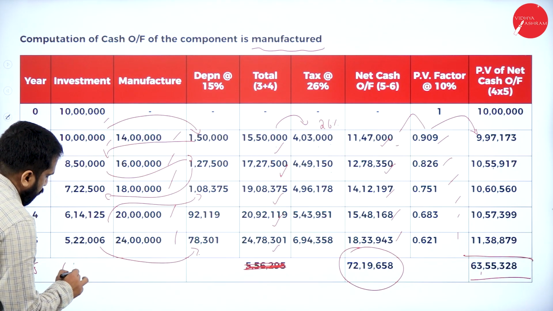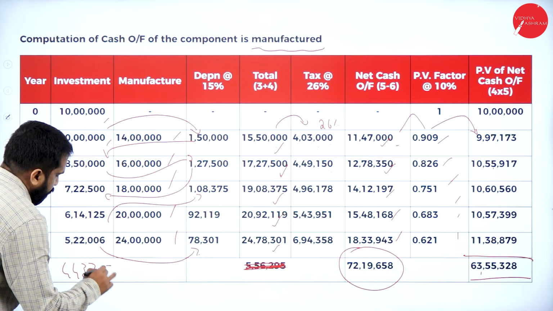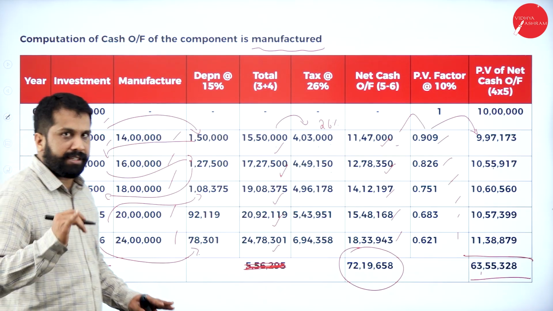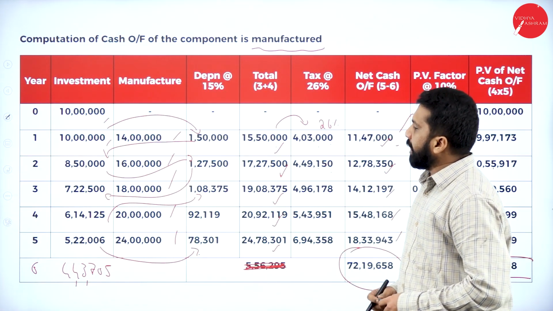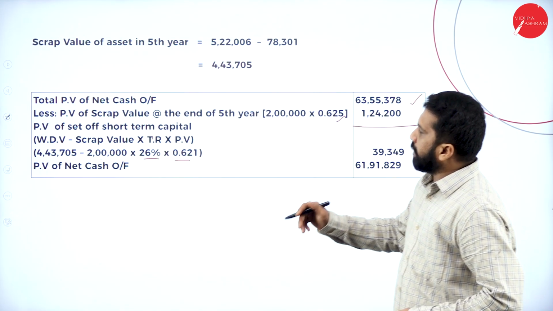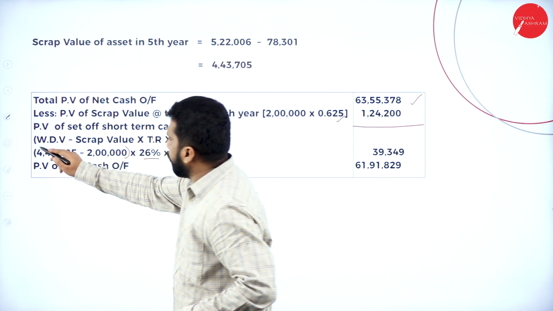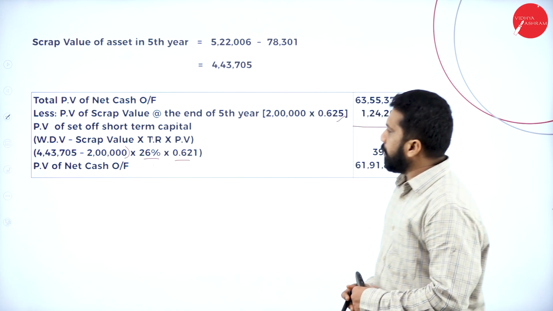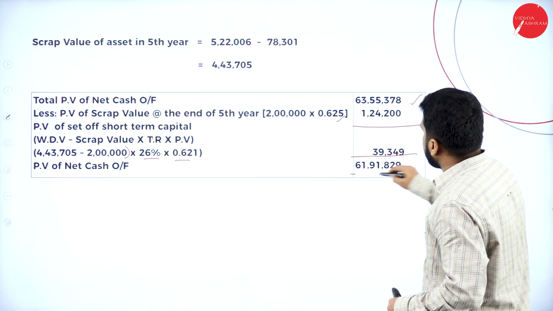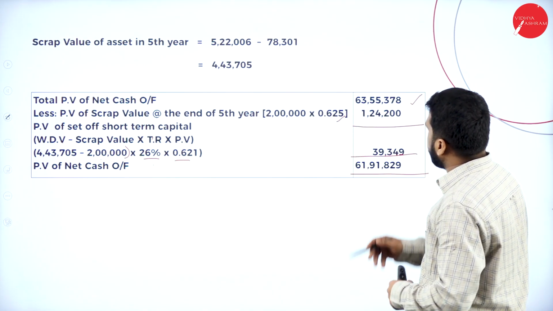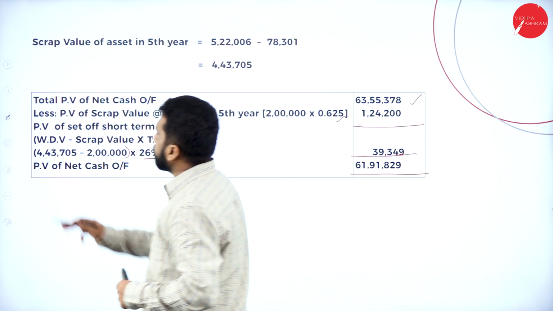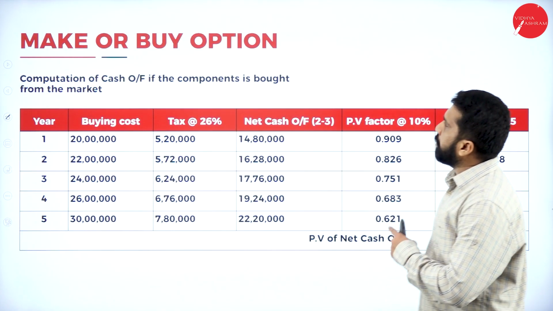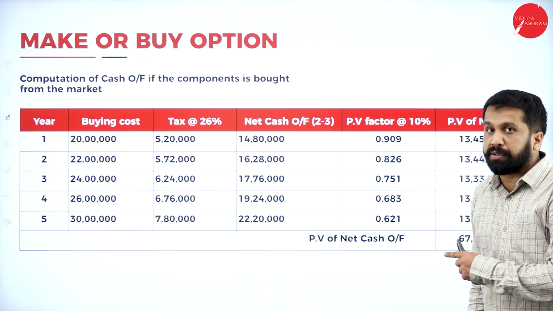Sixth year, 4 lakh 43,705. Always go for sixth year so that you get your WDV answer. Now, 4 lakh 43,705 minus your scrap value, multiplied by tax and PV factor. Your final answer is 61 lakh 91,829. This is what option? Make option. So your next one will be what? Buying option.